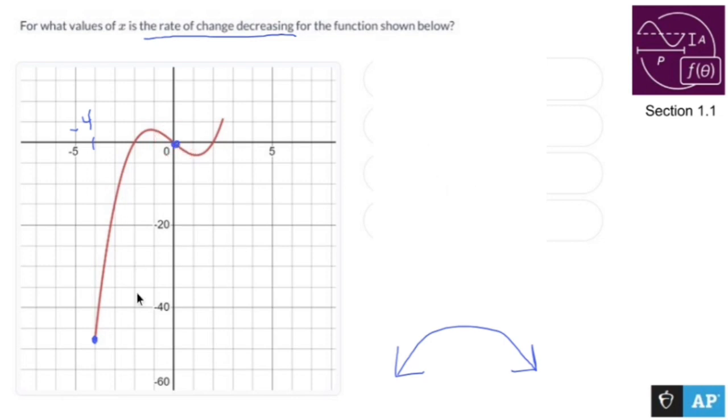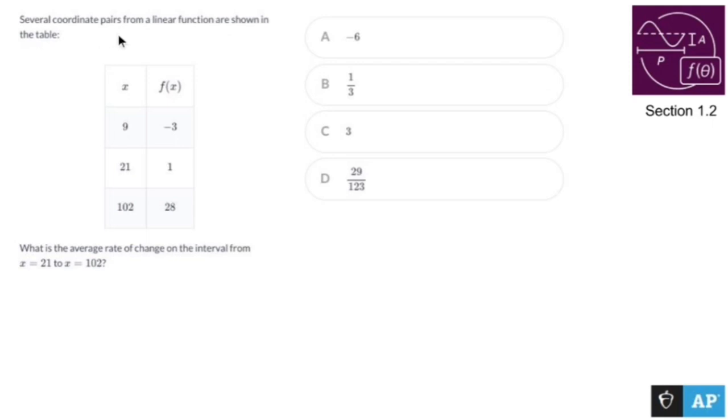And it stops its concave down at 0. So let's assume that this is going on forever, just for example's sake. Let's say -infinity to 0. And that appears to be it. Several coordinate pairs from a linear function are shown in the table. I see. What is the average rate of change on the interval from x equals 21 to x equals 102?